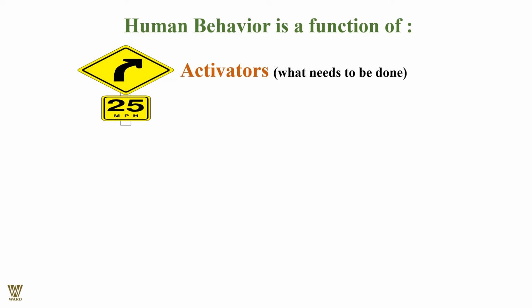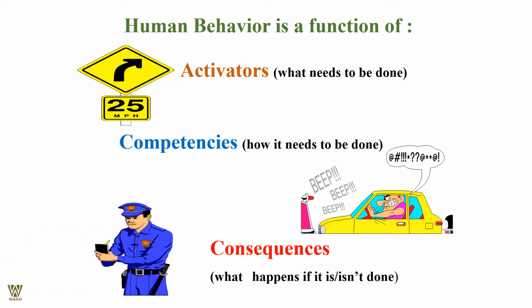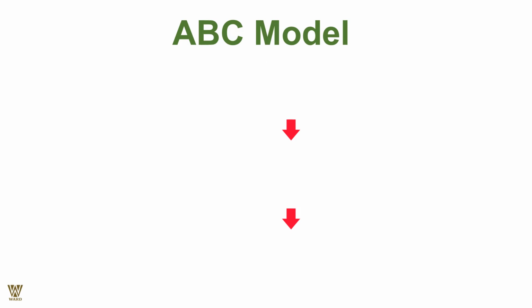The activator, if I say so, is around 25 miles per hour; you have to go around it. Competencies, as in how it needs to be done: are you capable of it? Because in cases of activators and competencies, if there are any mismatches, it actually leads to undesired consequences. Look what has happened. If you are not adhering to the speed limit, probably you will get a ticket. So there are consequences, and your behaviors and competencies would be talking around it.